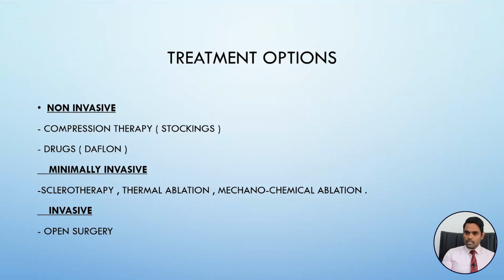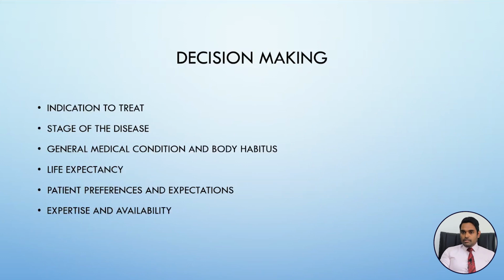Then we have minimally invasive options. Sclerotherapy, I am sure you all know. Then thermal ablations like radiofrequency and laser, and mechanochemical ablation like putting glue, and also the invasive treatment options. Open surgery was the treatment option for varicose veins in the past, but nowadays it's losing its popularity. Then you have to make a decision. This patient needs treatment, so what is the treatment option I'm going to offer? Whether it is non-invasive, invasive, or open surgery. So how are you going to do that?